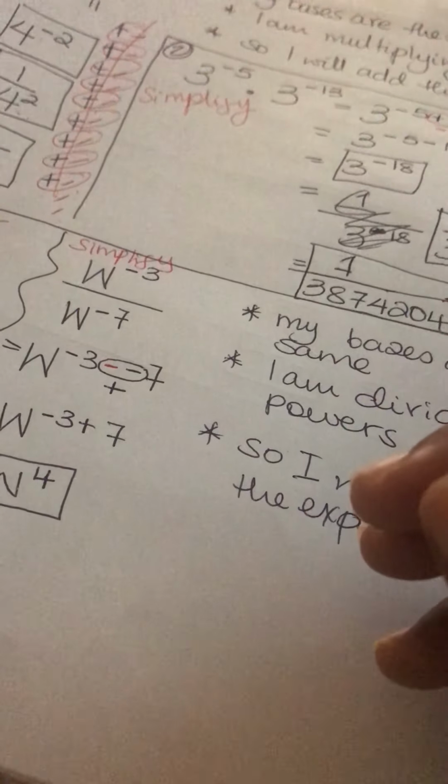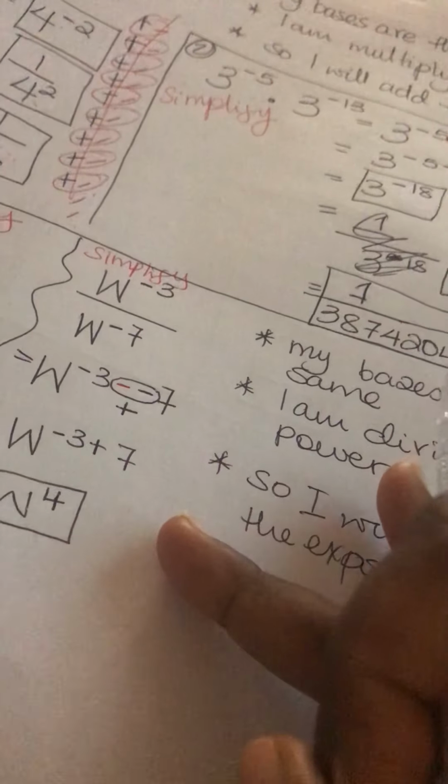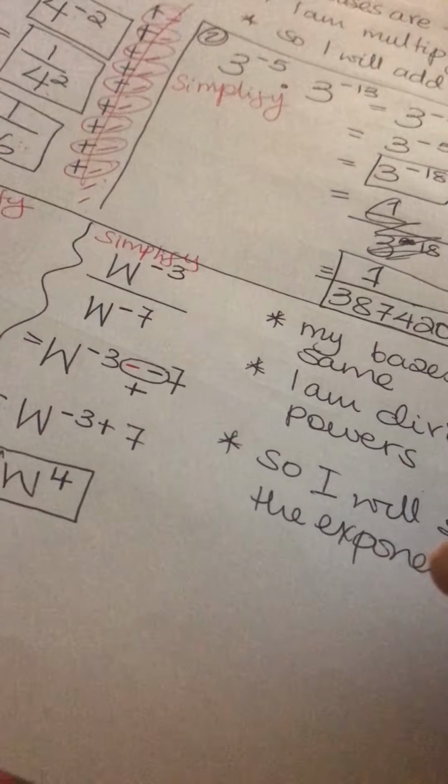So you have to ask yourself, are my bases the same? Am I multiplying or am I dividing? If I am multiplying, then I add my exponents. If I am dividing, then I subtract my exponents. Okay?